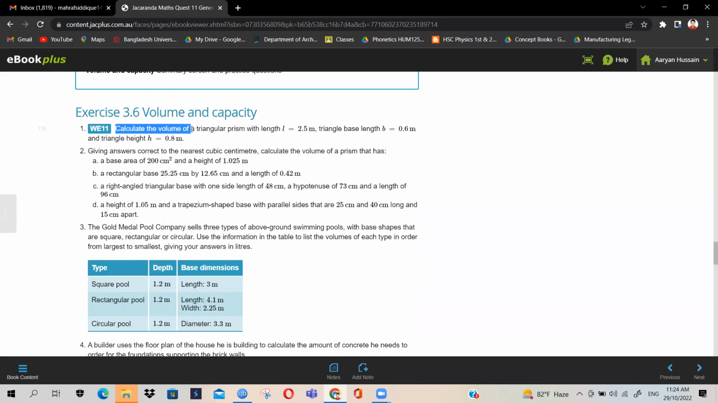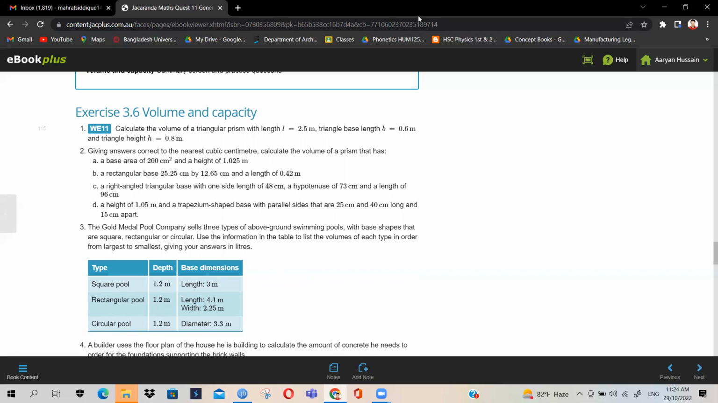All right. Calculate the volume of a triangular prism with length. I'm not doing that one, it's way too easy. Giving answers correct to the nearest cubic centimeter, calculate the volume of a prism that has a base area of 27. Right angle triangular base with a hypotenuse of 73 centimeters. From the side length and hypotenuse, you can calculate the height as well. And a length of 96 centimeters.